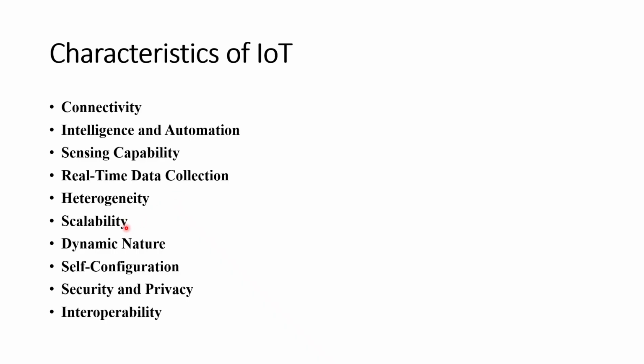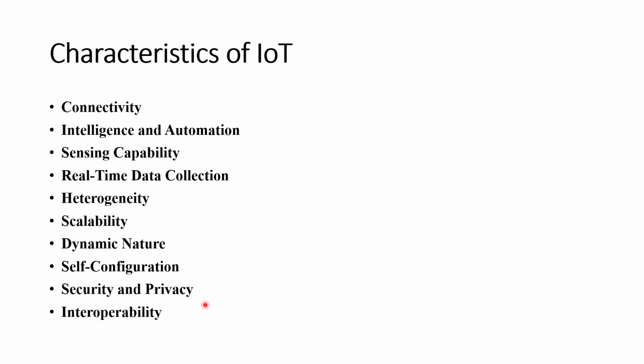Okay, next one is dynamic nature. IoT devices frequently change status, location, connectivity, etc. It dynamically adapts to environment and operational changes. Next one is self-configuration. IoT devices can automatically configure themselves in a network. Even if a failure occurs, it will self-repair and work together.